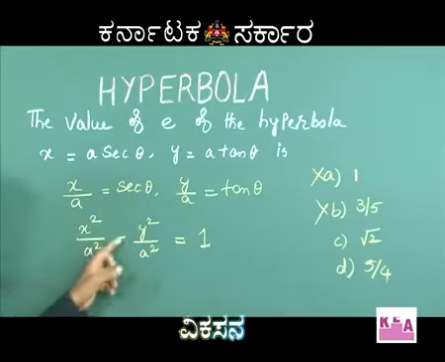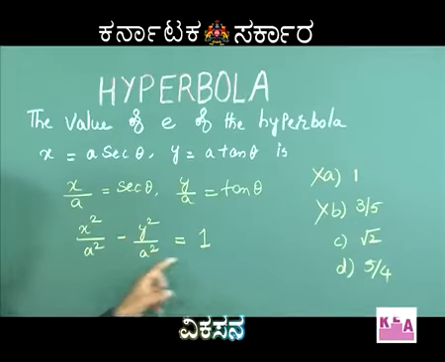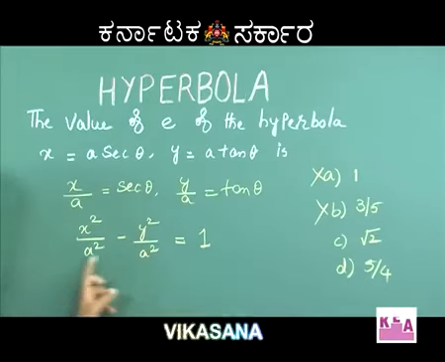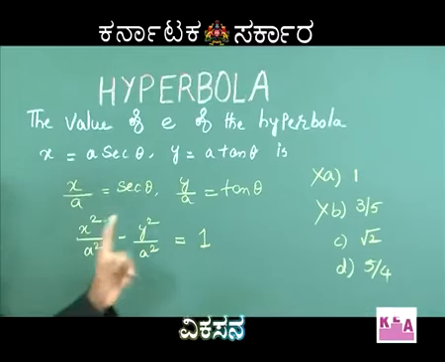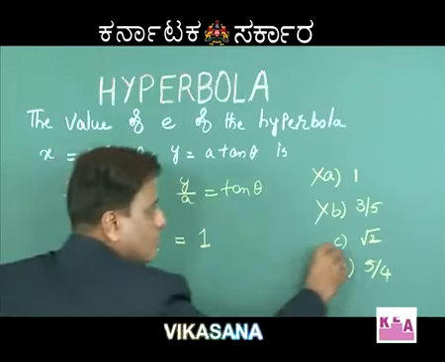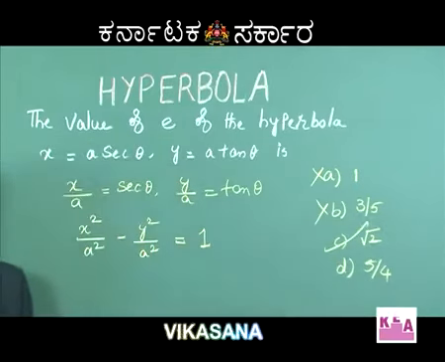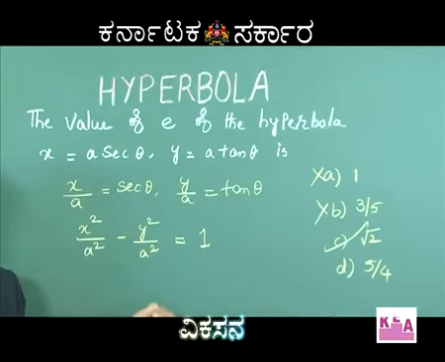But x square by a square minus y square by b square is equal to 1. Here, if a square and b square are both equal, then definitely it will be a rectangular hyperbola. Always remember one thing: for a rectangular hyperbola, eccentricity is always equal to root 2. Therefore the right option is C. C is the right option. Remember it. Why is C the right option? Because it is a rectangular hyperbola.